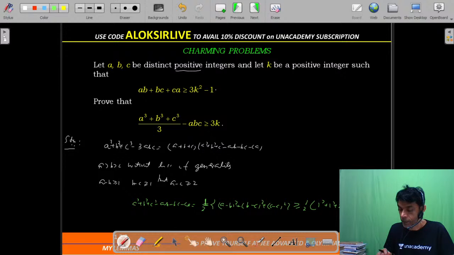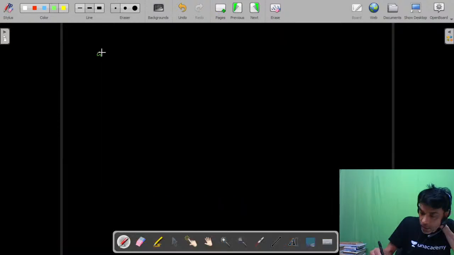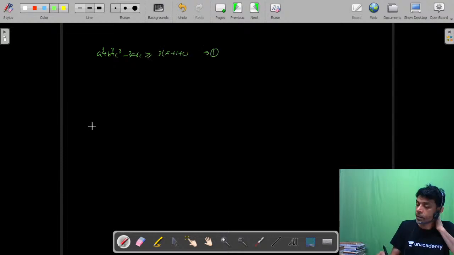So 3 times a plus b plus c. Let me write this, it is a tricky one. So I'm getting a cubed plus b cubed plus c cubed minus 3abc greater than or equal to 3 times a plus b plus c. Let's keep this. Now I want to get some bound on a plus b plus c.